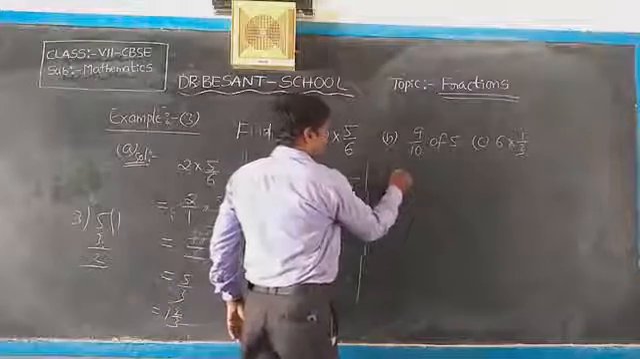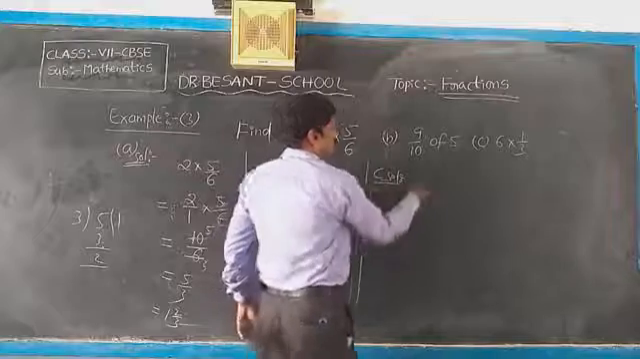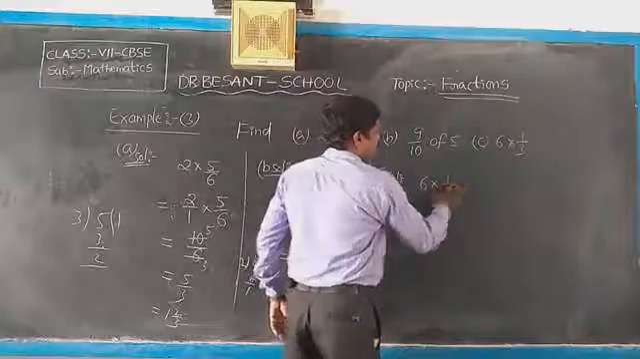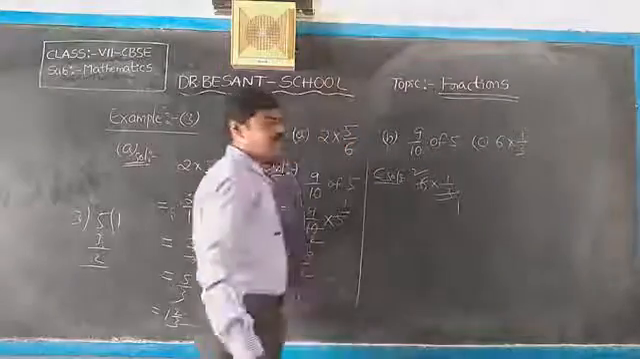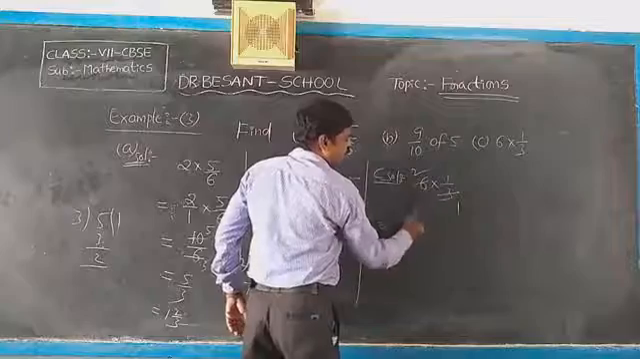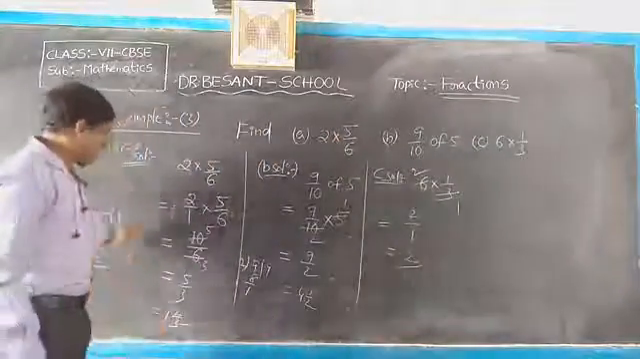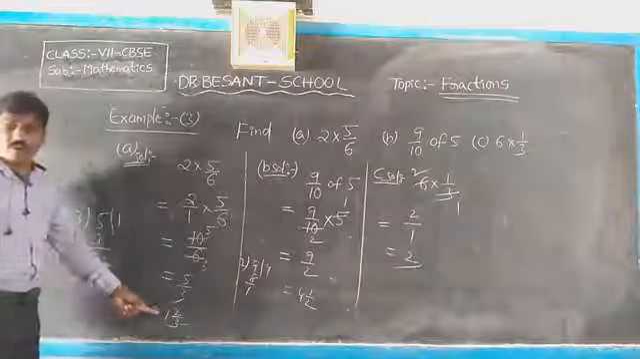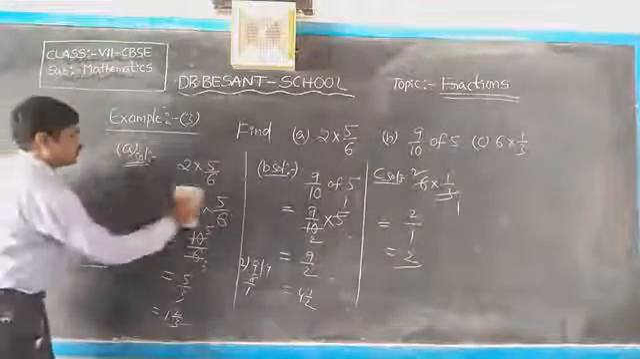C solution. 6 into 1 by 3. 3 1s are 3, 3 2s are 6. So that is equal to 2 1s are 2 by 1. That is equal to 2 only. In the same question we got 1 and 2 by 3, no? So another method.